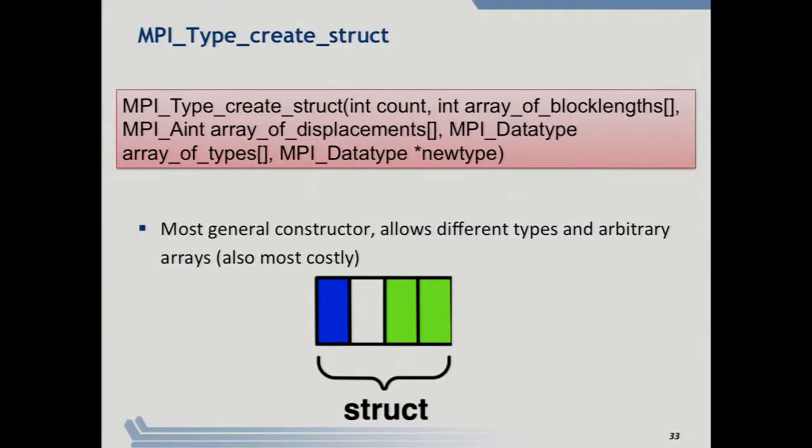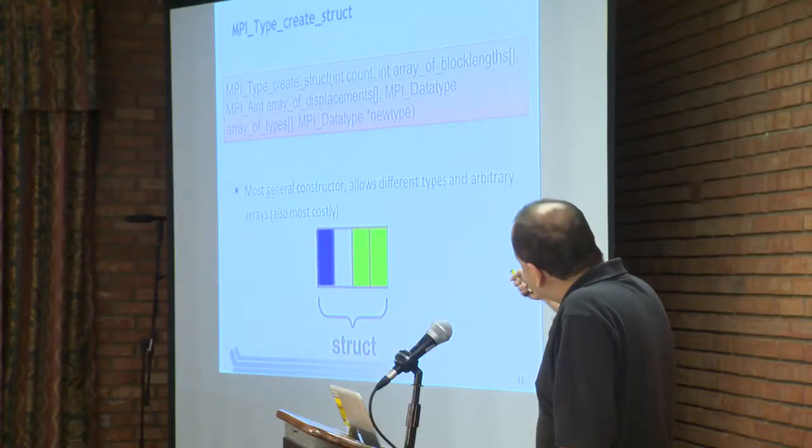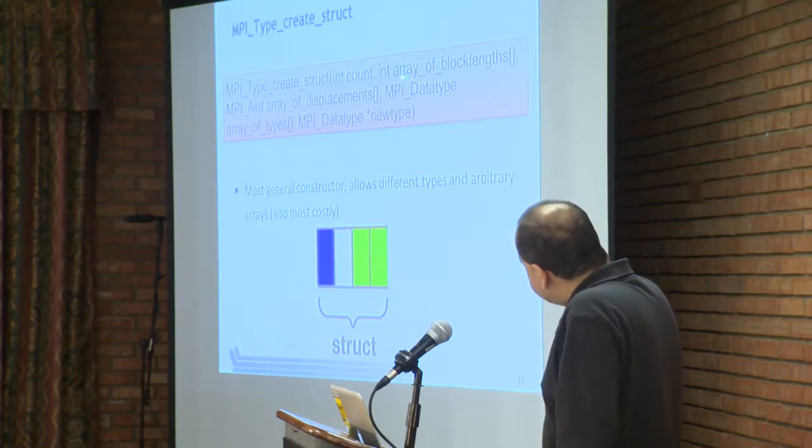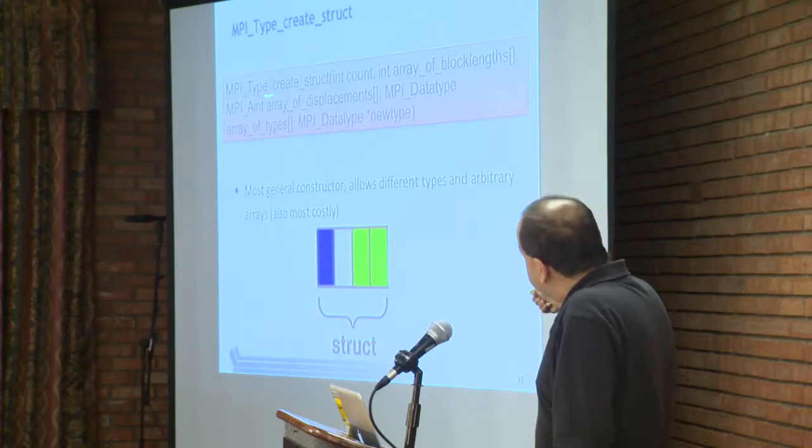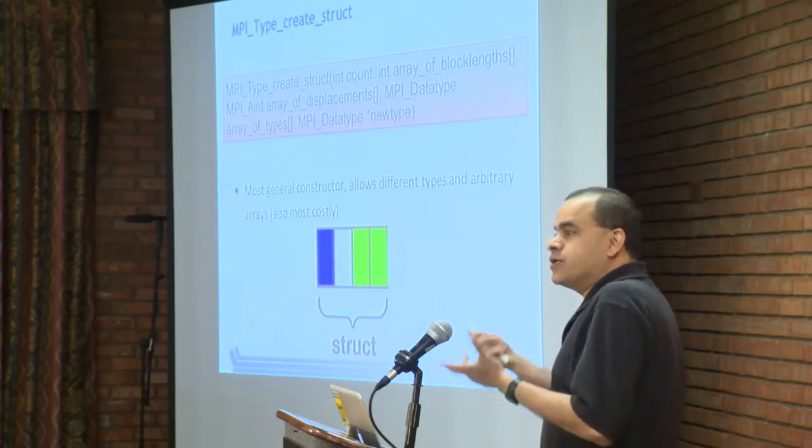So what we have looked at so far is contiguous, where everything is packed together. Vector, where there's a uniform stride. And then indexed, where there is a variable stride that needs a vector to represent the stride in the first place. But in all of these, one thing that was common is that the data type that you passed is the same data type. So you cannot have different data types in a vector, or different data types in an indexed type. So struct is the most general constructor, where even the data type can be different. So the data type is itself an array. So here you have a count, and then an array of block lengths, an array of displacements, and an array of data types as well.